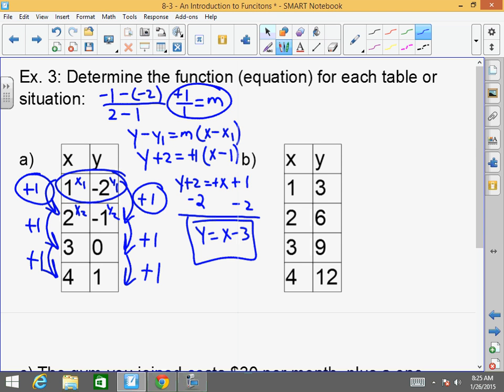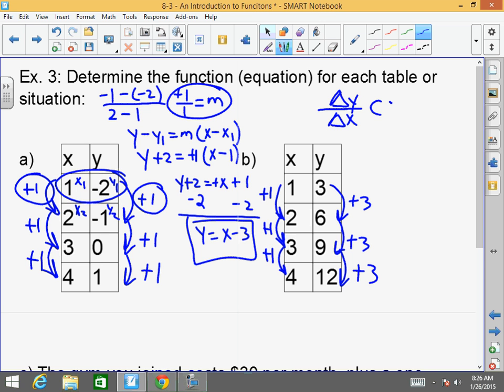And for this second one, how do we test to see if it's linear? What do I do to get from 3 to 6, from 6 to 9, and from 9 to 12? Added 3. From 1 to 2, 2 to 3, 3 to 4? 3 divided by 1, 3 divided by 1, 3 divided by 1. Is the change in y over the change in x constant? If the first change in y over the change in x is constant, it is linear.